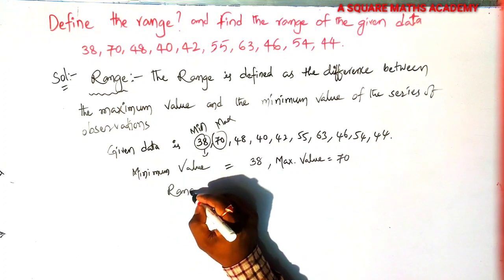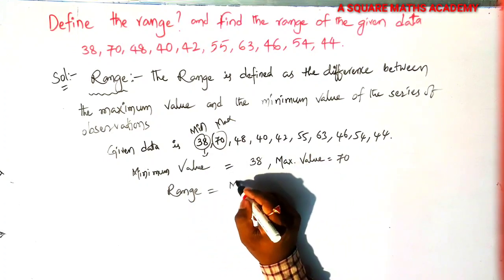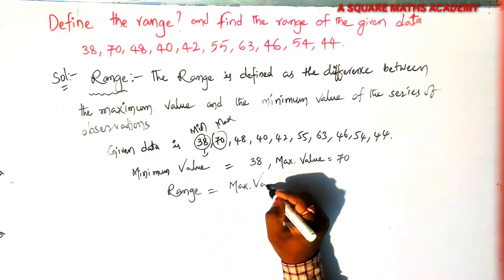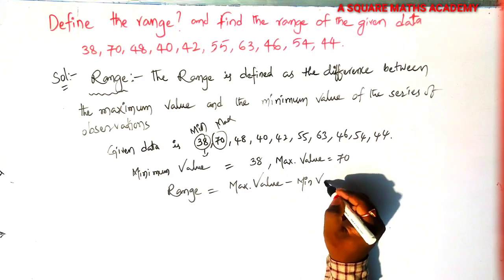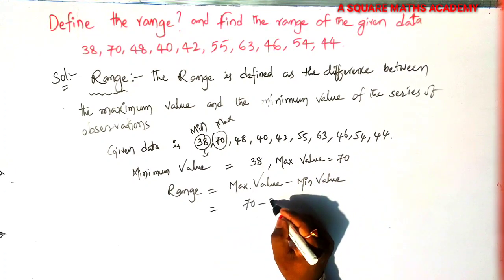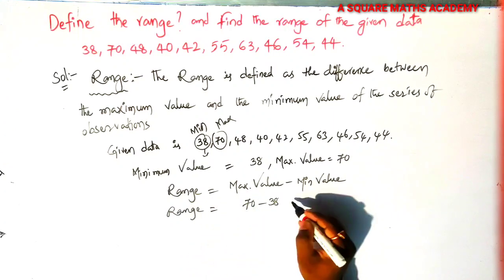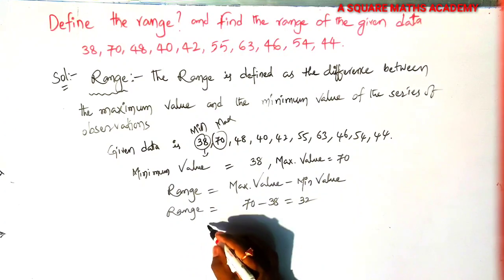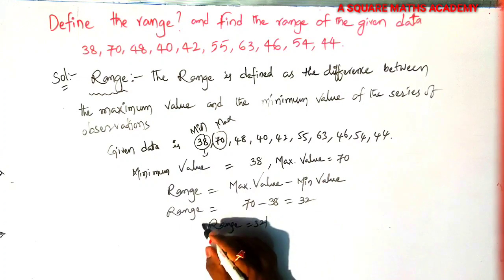Now we write the range. So what is the range here? Range is nothing but the difference between these two values. That means here we write maximum value minus minimum value, that is nothing but range. So we write now 70 minus 38, which equals 32. So the range is 32.